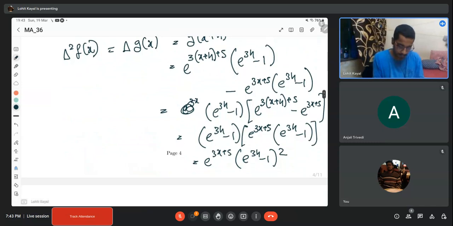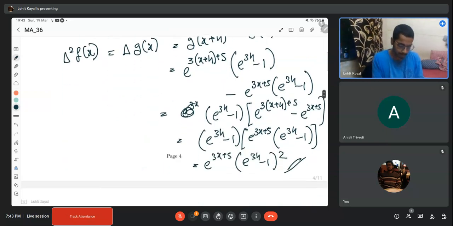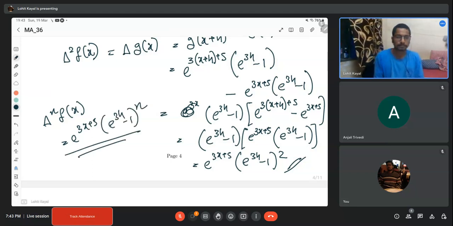Okay. So this is your answer. So you can see the pattern here. Delta of f is e to the power 3x plus 5 e to the power 3h minus 1. Delta square is e to the power 3x plus 5 times e to the power 3h minus 1 whole square. So we can conclude that delta to the power n will be e to the power 3x plus 5 e to the power 3h minus 1 to the power n. Okay. Now let's solve the next question.